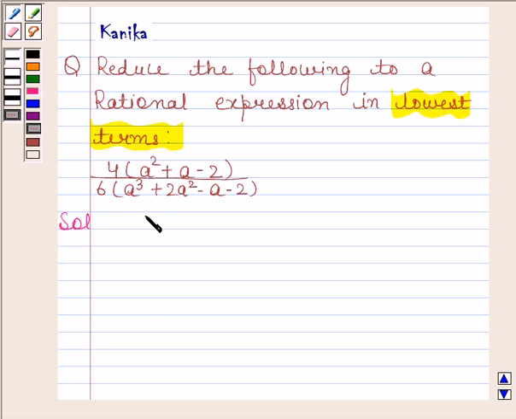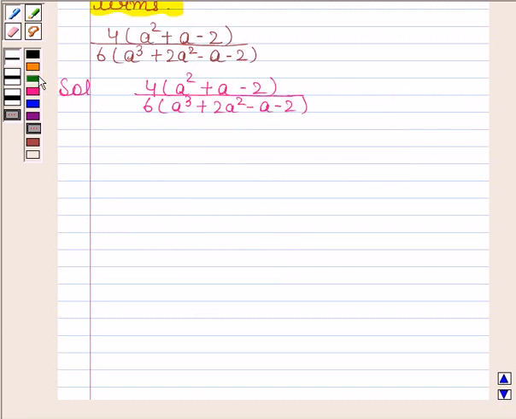We have to reduce the rational expression (4a² + a − 2) divided by (6a³ + 2a² − a − 2) in lowest terms. Now here, p(x), that is the numerator, is equal to 4a² + a − 2. Let us first factorize this.